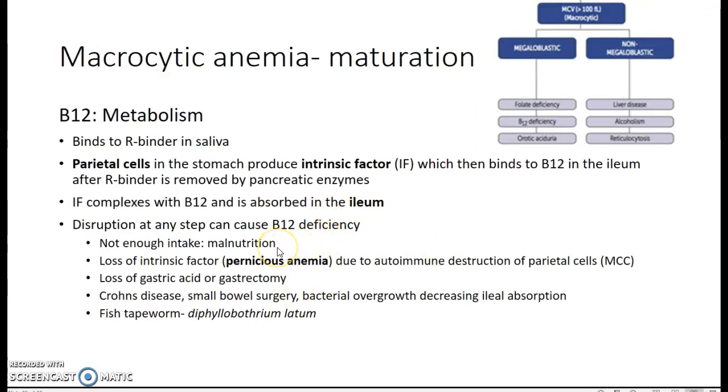So malnutrition, usually people who just don't eat enough, period. Pernicious anemia is going to be the most common cause, autoimmune destruction. If you have a gastrectomy that removes all of your parietal cells, that'll do it. You have Crohn's disease or anything else that's affecting your ileum, or fish tapeworms is the other, because they actually absorb all the B12. They steal it from you.